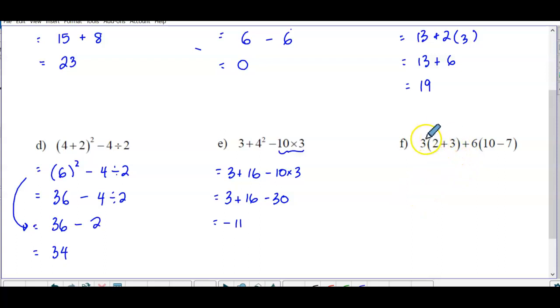Here we've got brackets, that means multiplying, that means multiplying. So we need to do the brackets first. So you can see we're taking those terms. This is a term, this is a term, and we're simplifying each. Now we've got multiplication in there. And then we add them together.